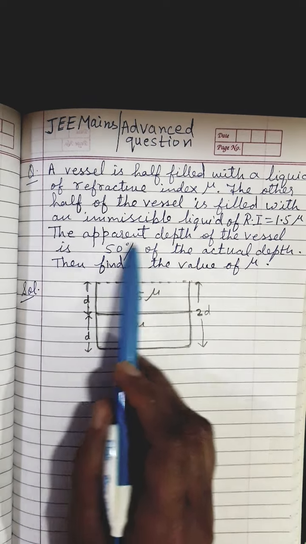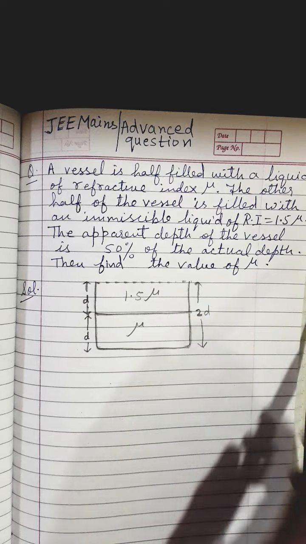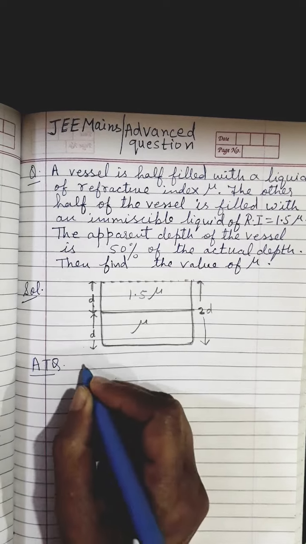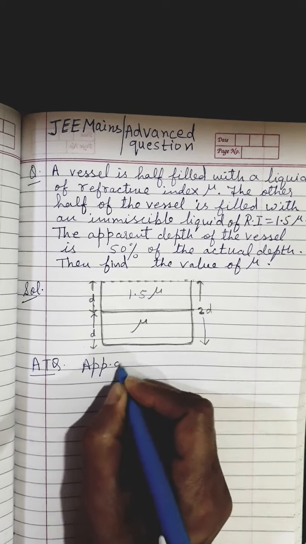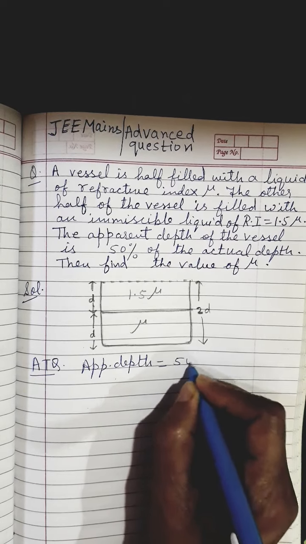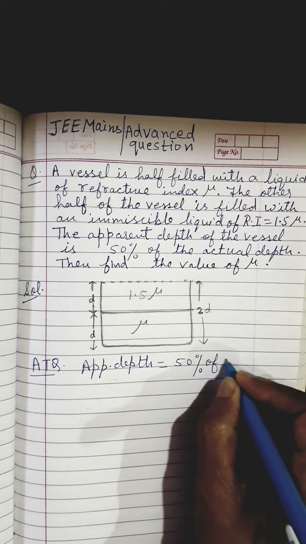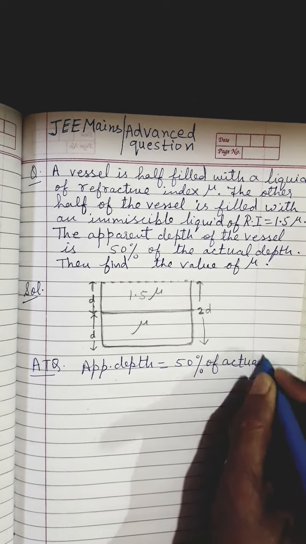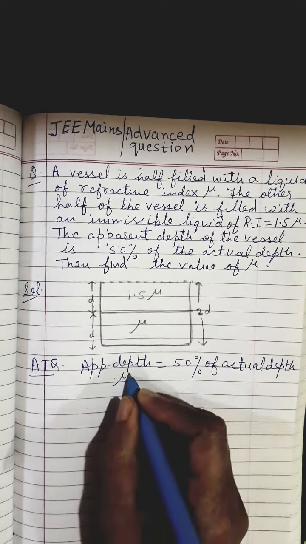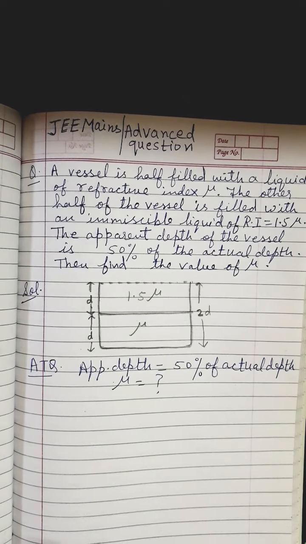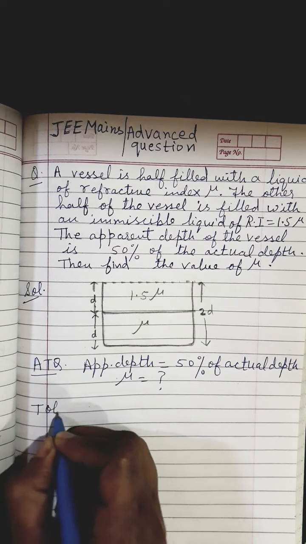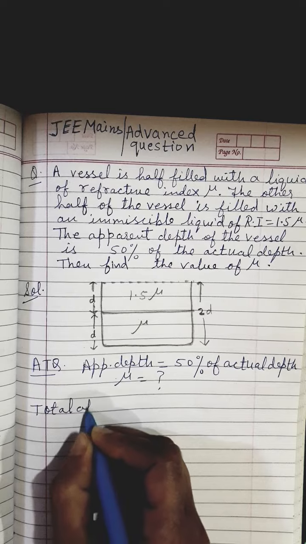Now it is given that the apparent depth of the vessel is 50% of the actual depth. So according to the question, apparent depth of the vessel is equal to 50% of actual depth. Here actual depth means real depth, and you have to find the value of mu. Now the total depth will be how much? Total apparent depth will be how much?